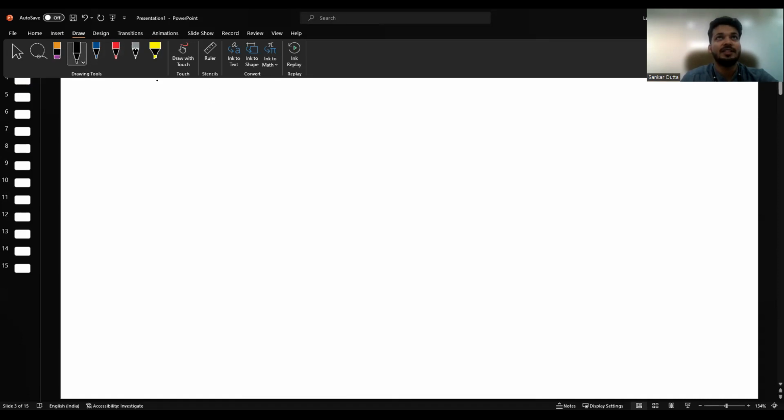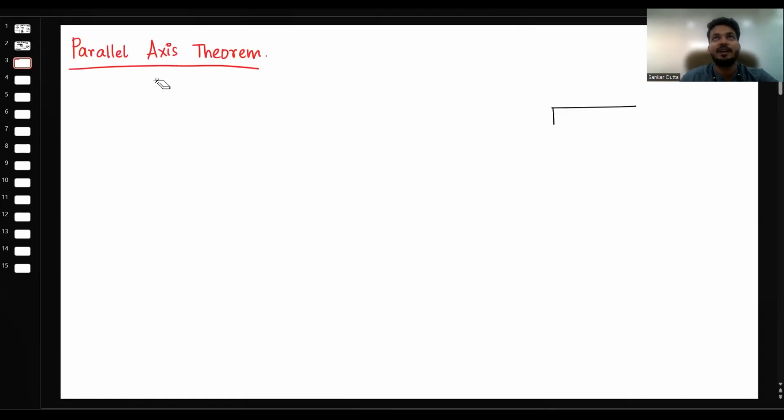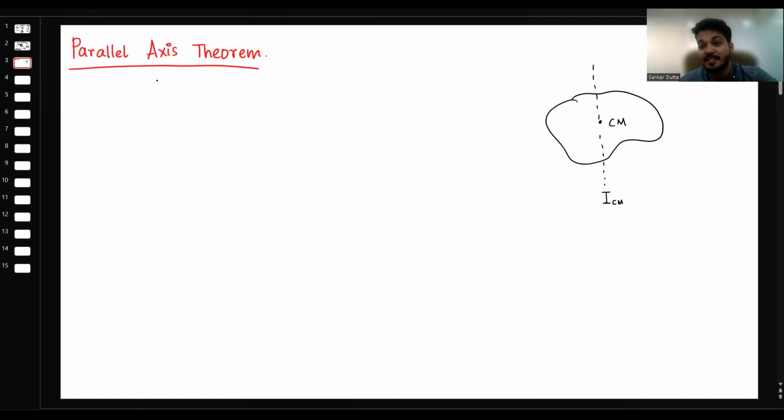So in this, you need a few things. For example, you have a body and you know where the center of mass is. And you also know the moment of inertia about an axis passing through the center of mass, and we are going to call it ICM. Here, CM represents center of mass.